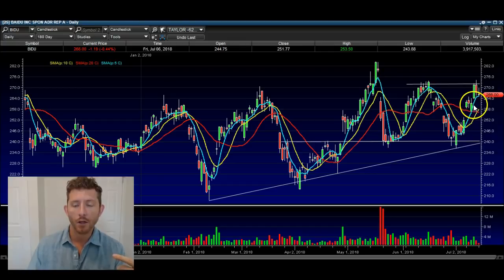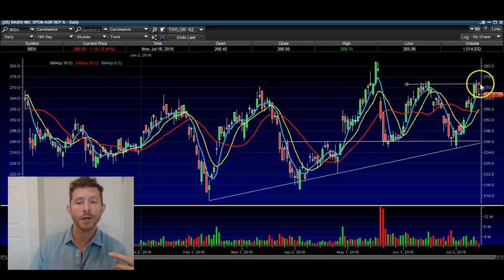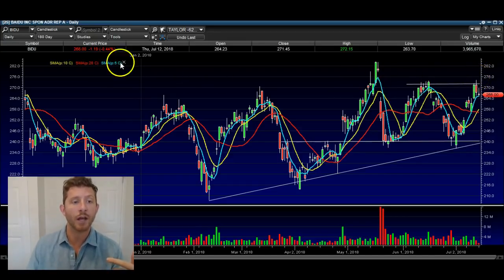So I think that we had our chance to kind of break down, and I don't think that it will break down from here. So I think that if we do head lower, even into 252 to fill this gap, I think it's a really good buying opportunity, as I think eventually we're going to break over this resistance at about 273. All right, so that's the resistance level you want to look for on Baidu, 273. A break over that would be really bullish, and I think it's only a matter of time.